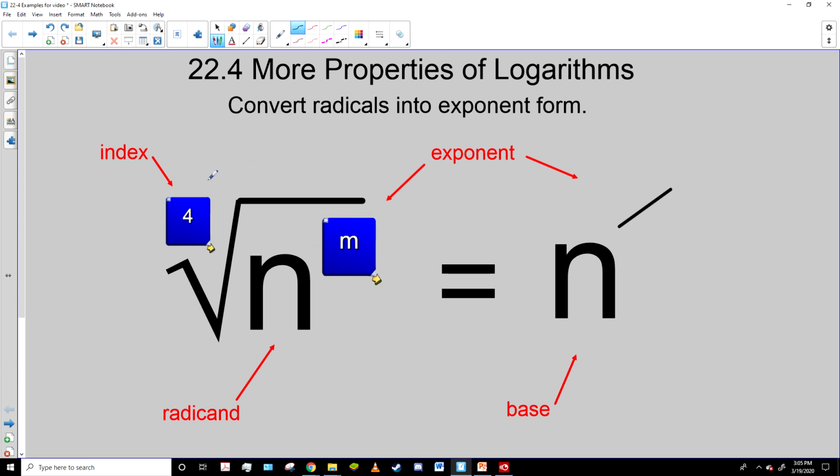This time we have a letter. That doesn't matter what these values are. The index number is 4, so it goes on the denominator. And the exponent is m, so it goes on the top. And there you go. The fraction is m over 4 for the exponent. Alright, let's try one more. This time the index number is 3, so it goes on the bottom. And the exponent is 7, it goes on the top. And that's all there is to it.